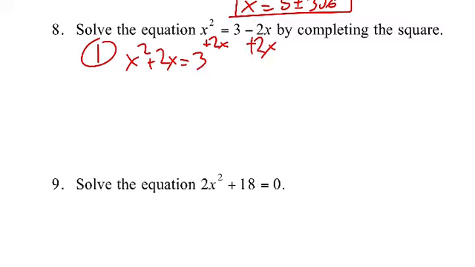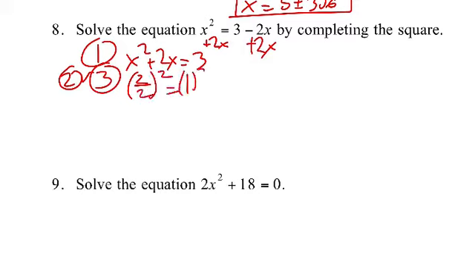Step 2 says, if needed, divide everything by a. Well, in this case, a is 1, so dividing everything by 1 is not going to change anything. So we're going to move on. Step 2, done. Step 3 says, add b over 2 squared to both sides. So b in this case is 2, so 2 over 2 squared. That's 1 squared, which equals 1. So we're going to add 1 to both sides of the equation. So we get x squared plus 2x plus 1 equals, on the other side, 3 plus 1 gives us 4.